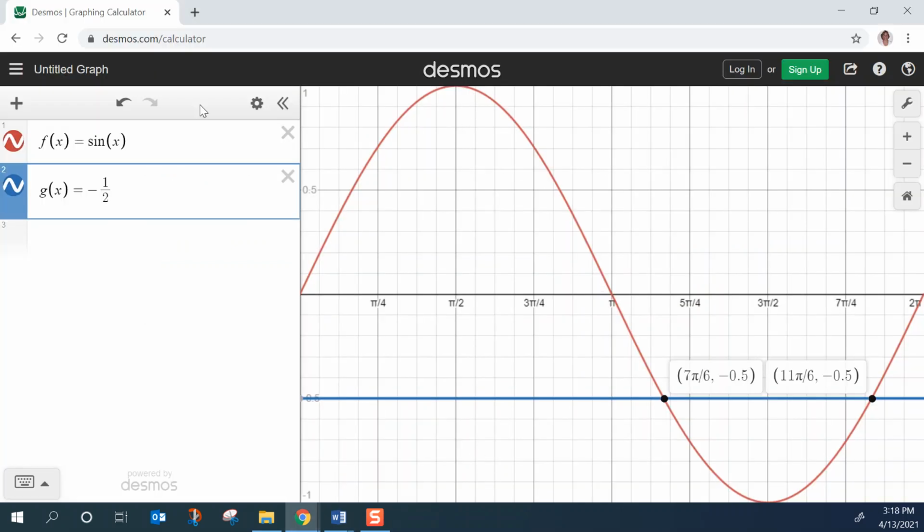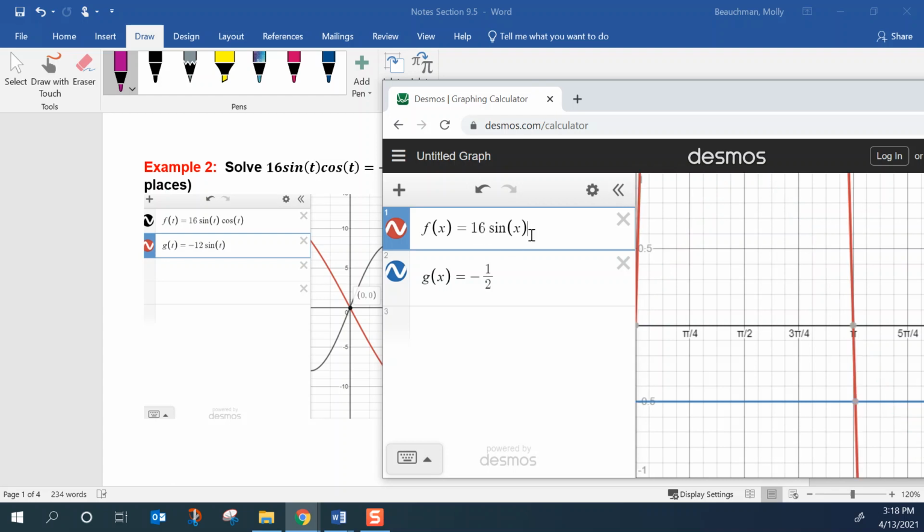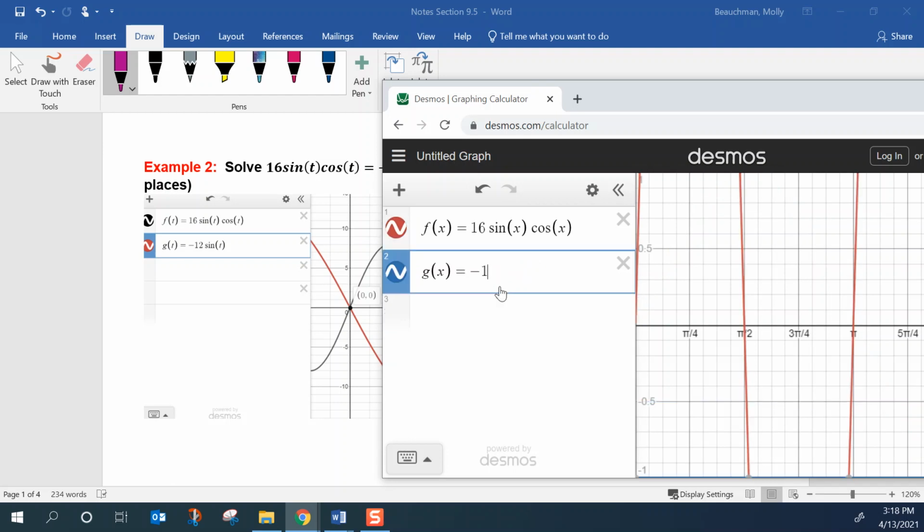So use what you did from 0 to 2 pi. I've got my domain on there. And then make sure that your window will graph. So you type in f of x equals 16 sine x times the cosine, I'll just use x, you can use t. G of x is negative 12 times the sine of x. And then I want to make sure that my window fits.